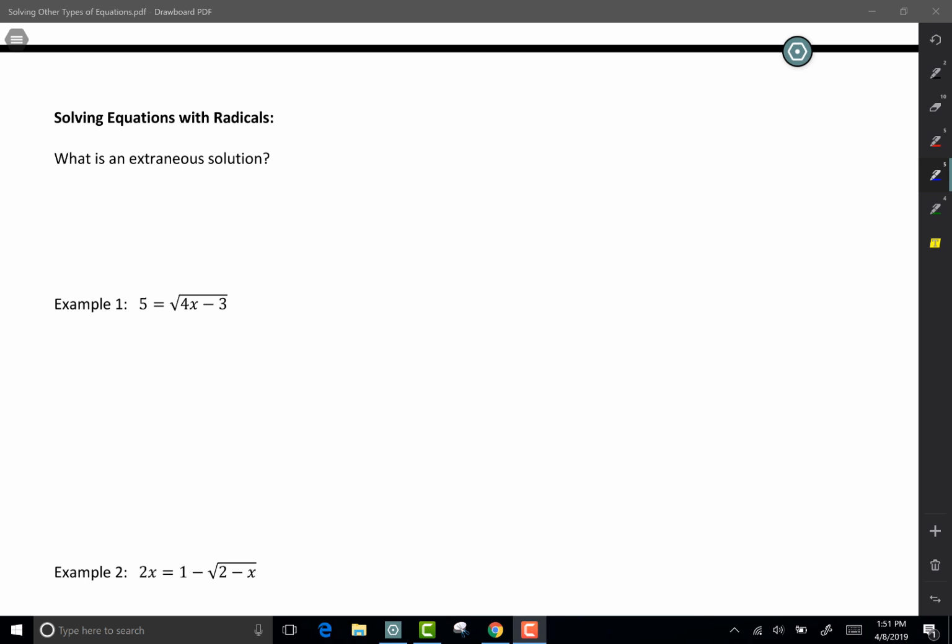However, that answer doesn't necessarily always work when you plug it back in to check to see if it gives you a true statement. So if you get an answer that's a result of solving an equation, but it doesn't work in the original equation, that is called an extraneous solution. And that happens a lot with radicals and rational equations. So when we have a radical equation, we want to make sure that we go back and always check our answer.